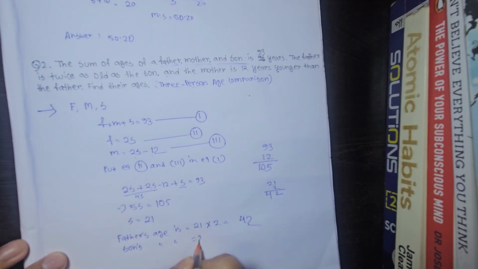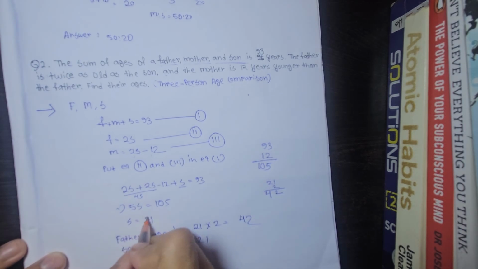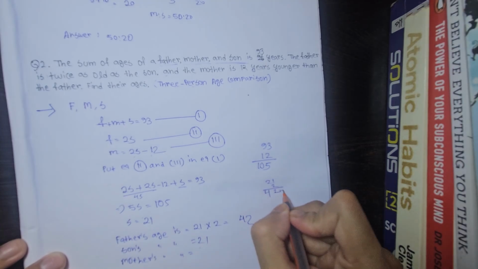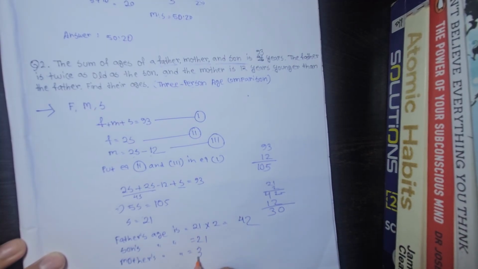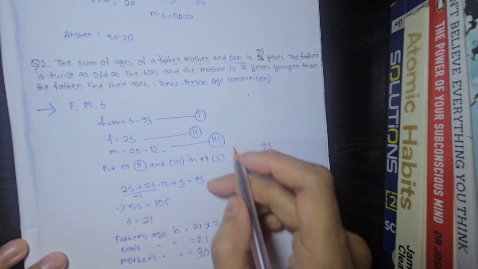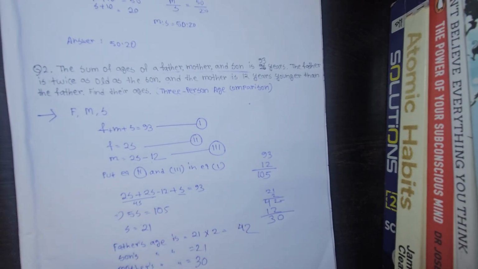Son's age is 21, mother's age is 42 minus 12, right? 30. So as simple as that. So here's the answer for question number 2.